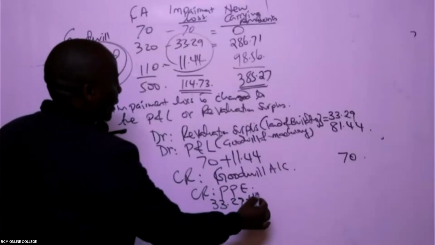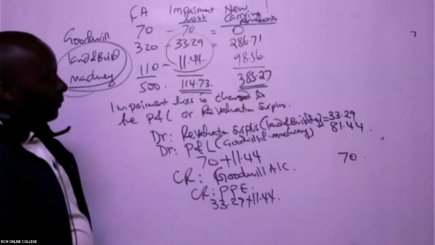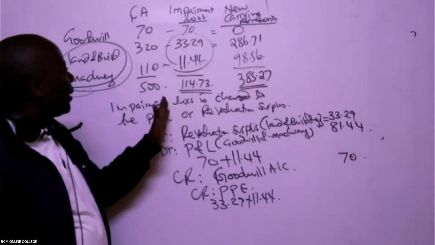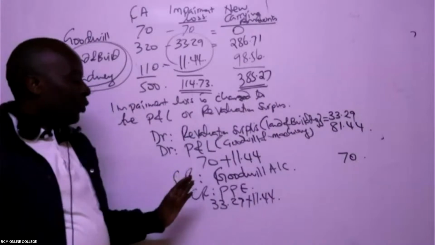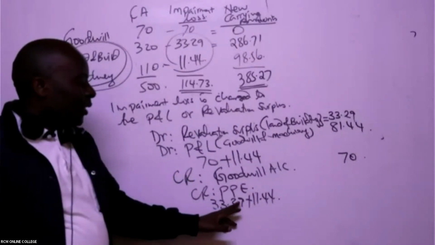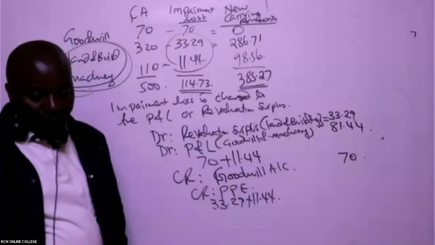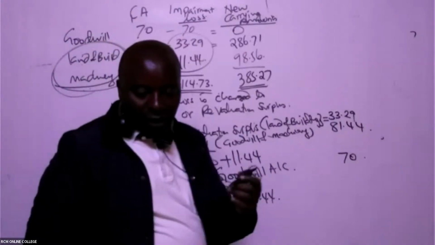33.29 plus 11.44. If you wish, you can write them separately. Say credit land and buildings, credit machinery, if you wish. So that 33.29 plus 11.44, this will give me how much in total? Or the board is not clear. Sorry for that, the board is not clear.